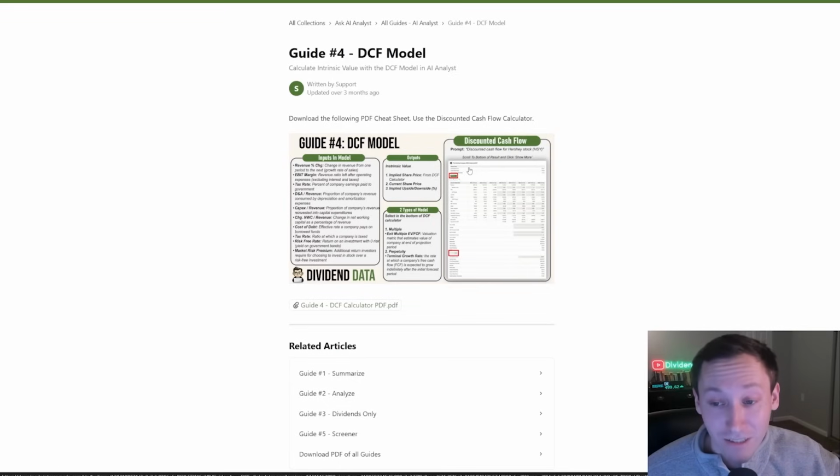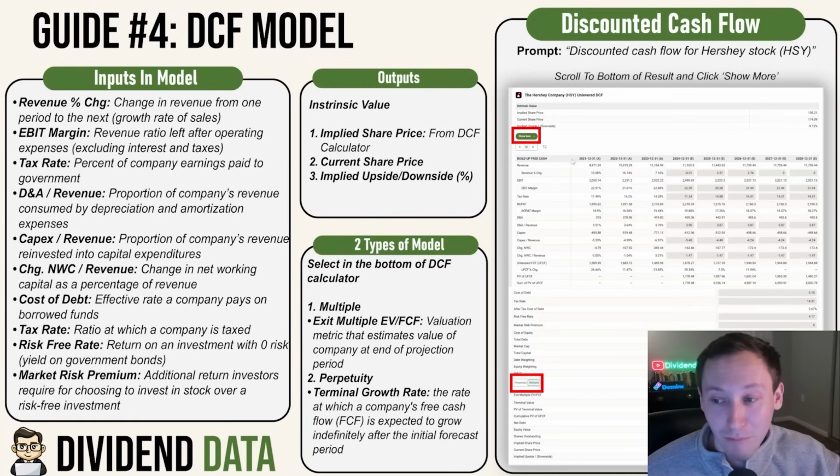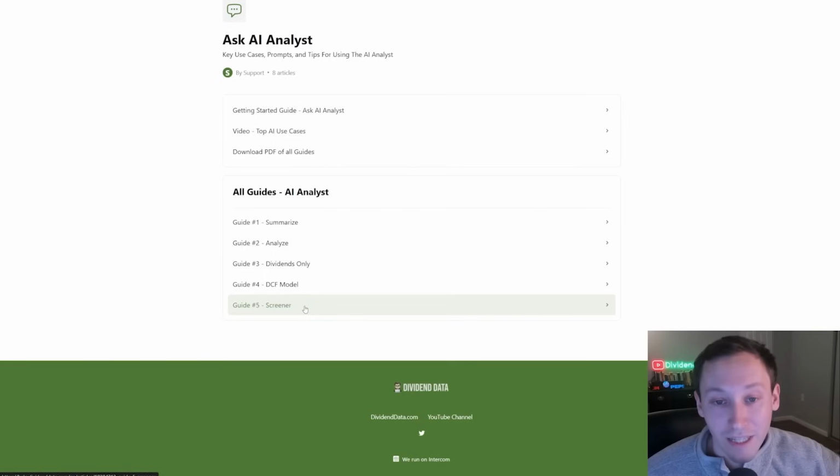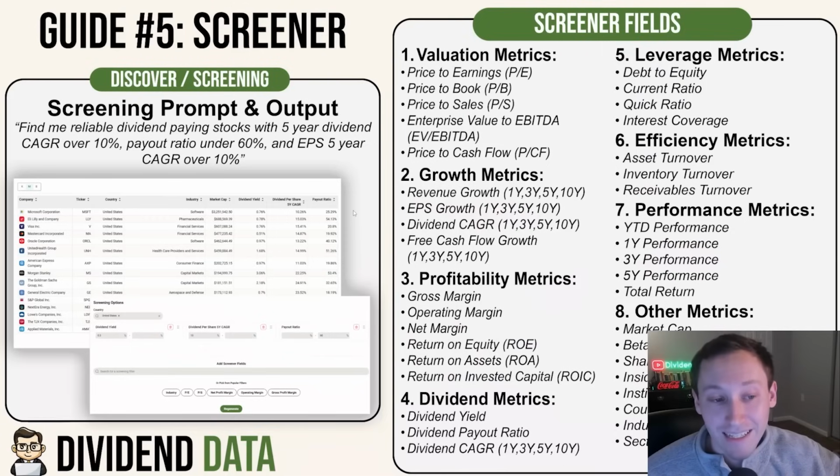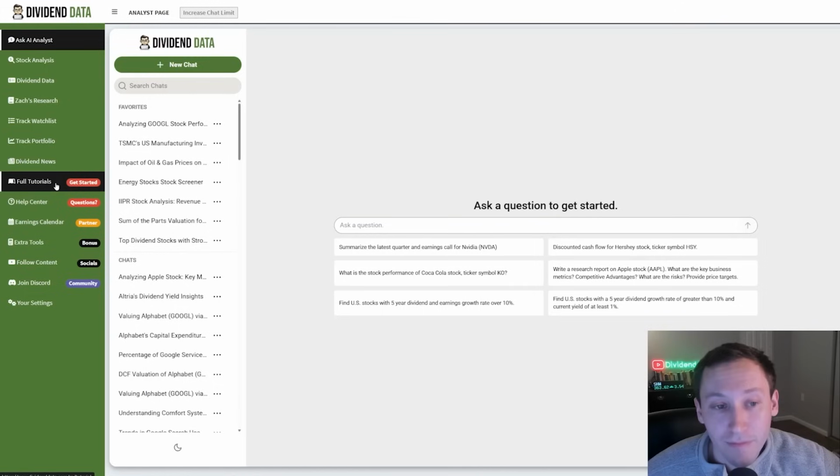So you can ask the AI analyst to value stocks for you. And there's even a built-in calculator so that you can really dive in and mess with all these different metrics and customize it. And then one of my personal favorites, the AI analyst also helps you find better companies. It has a highly detailed screener where you can search by hundreds of different financial metrics and it finds these companies for you. So for example, if you want to find a company with a 5-year dividend compound annual growth rate over 10%, a payout ratio under 60%, and earnings per share growth rate over 10%. And there are hundreds of different financial metrics you can screen by. So if you want to get access to any of these guides, head over to the full tutorials tab.